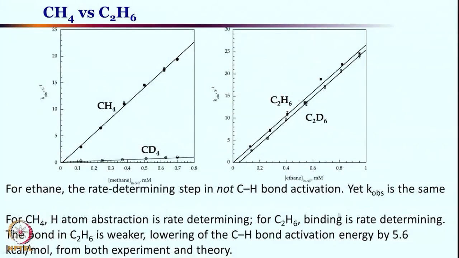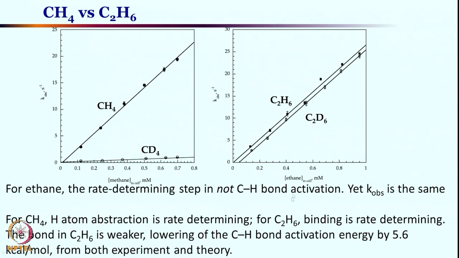In any case, for C2H6, as we are discussing, the binding is the rate determining step. The CH bond in C2H6 is weaker. Of course, it is weaker significantly, I would say, by nearly 5 to 6 kcal compared to CH4. CH4 was 104 kcal per mole, and the ethane CH bond breaking would be something like 104 minus 6, let us say 98 or 99 kcal per mole.